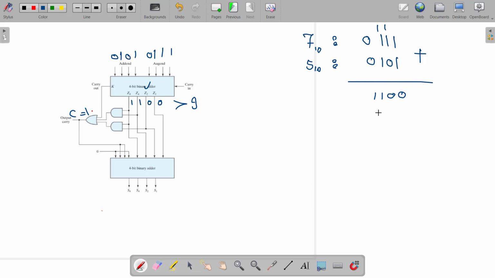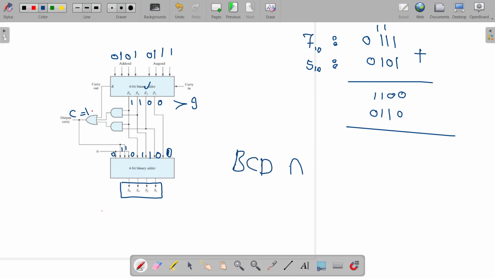Now, what do we do? We add this 1 with the 6. Now, here will be equal to 1, 1. Here will be equal to 0, 0. And the sum comes from here. Now we have to add these two together. So at the end, we will have the result. This is the concept of the BCD adder that you can see here.